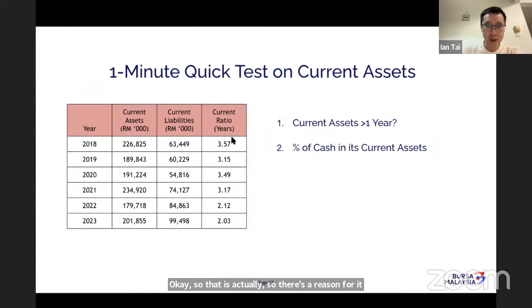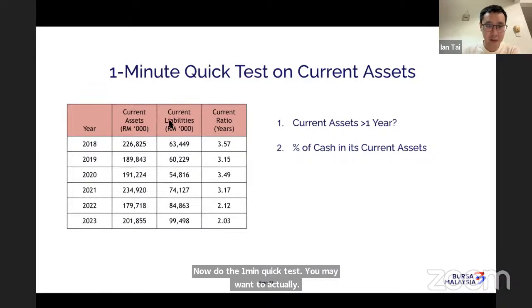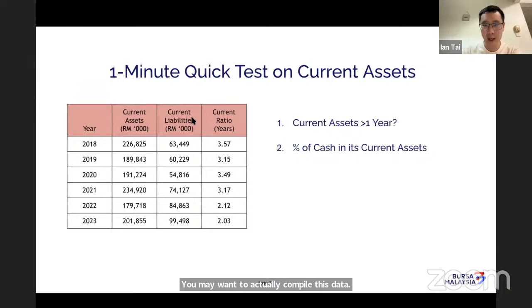Now, do the 1 minute quick test. You may want to compile this data, current asset and current liability, and from there you see the pattern. So the questions that you may want to ask is this: is the current ratio more than one or is it below one? That's number one. And number two, you also want to know the proportion of cash inside its current assets. Okay, so that is very important. So the more cash, the better.